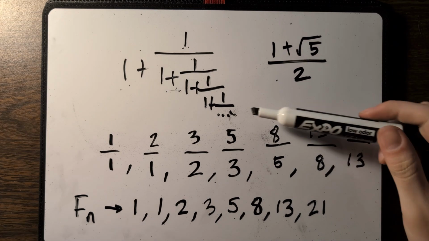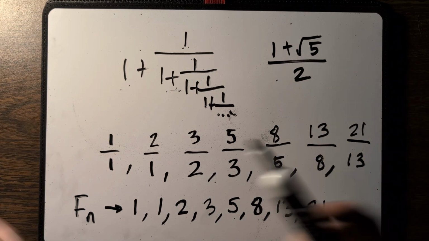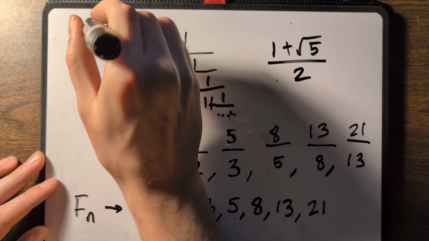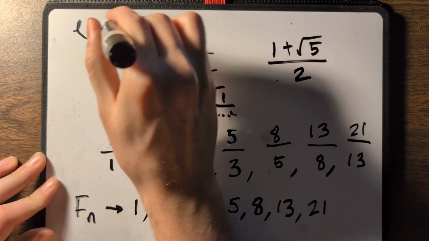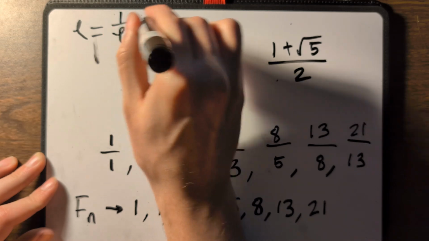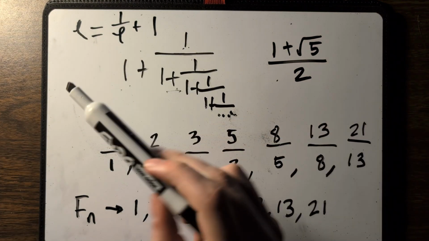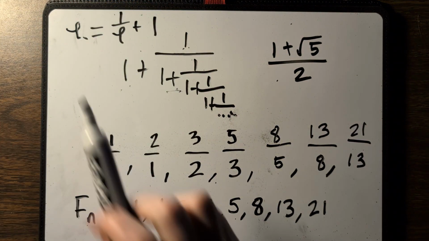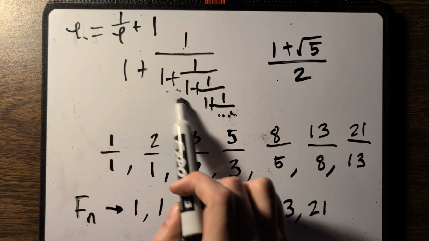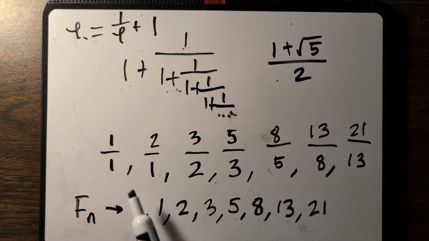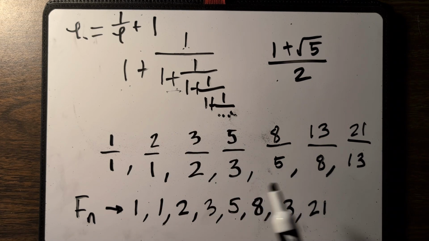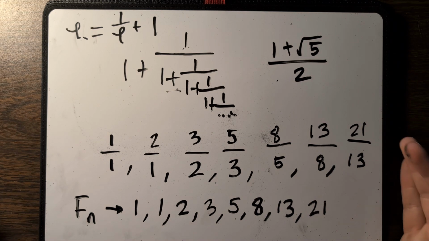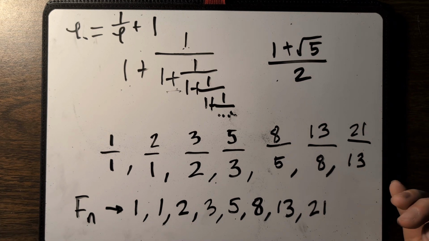When we approximate the golden ratio using this formula, let me write that better, in this continued fraction, we get ratios of only Fibonacci numbers. Isn't that interesting? So this is one of the few ways that the golden ratio and Fibonacci numbers are connected.